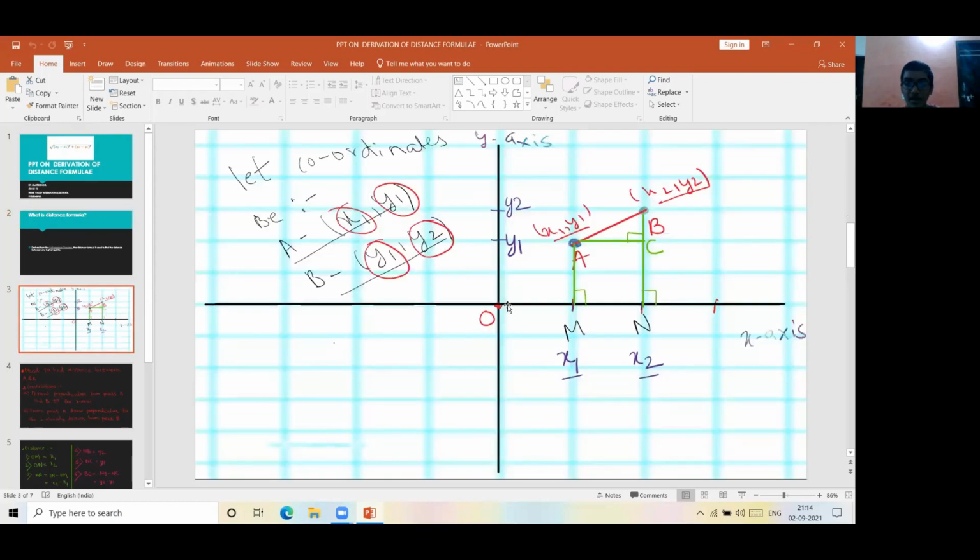First of all, on the screen you can see a graph in which we have located two points, A and B. The coordinates of point A are x1, y1, and the coordinates of point B are x2, y2. Both points lie in the first quadrant, so both the x coordinate and the y coordinate are positive. Now let us begin.